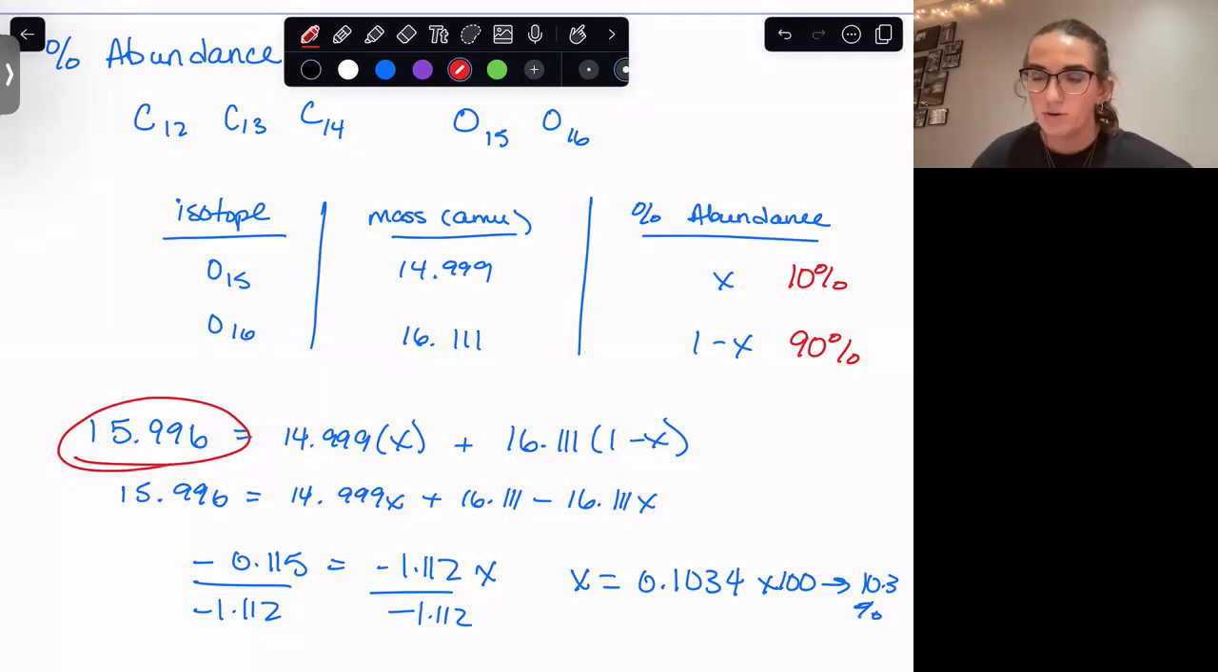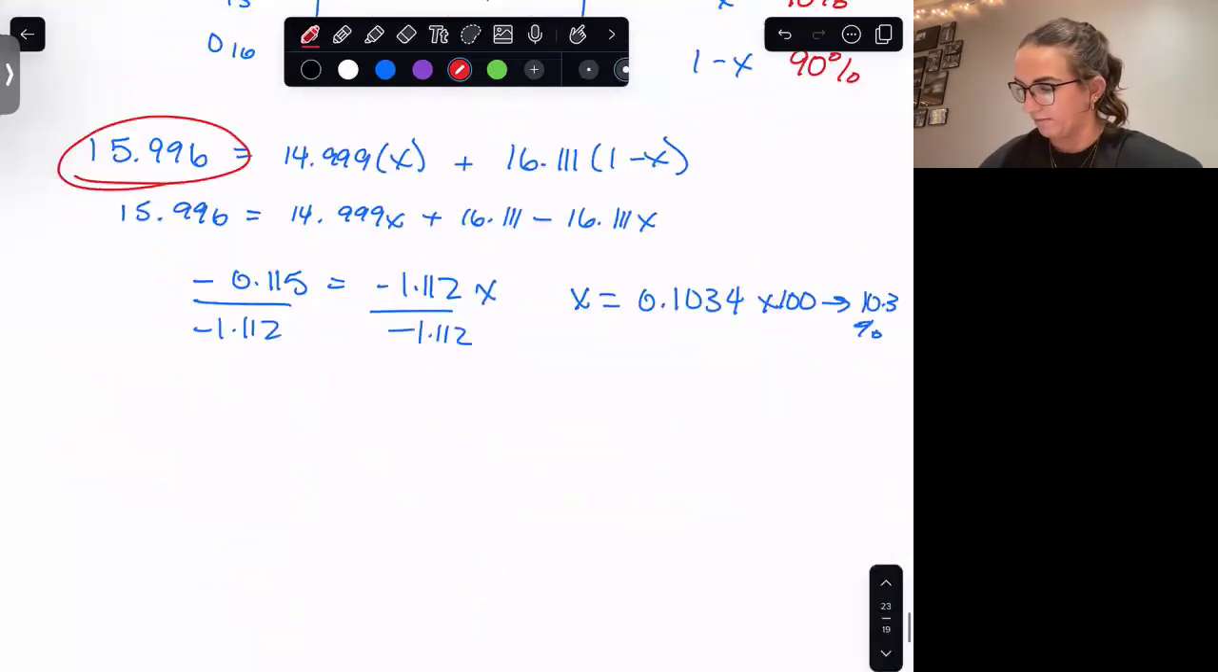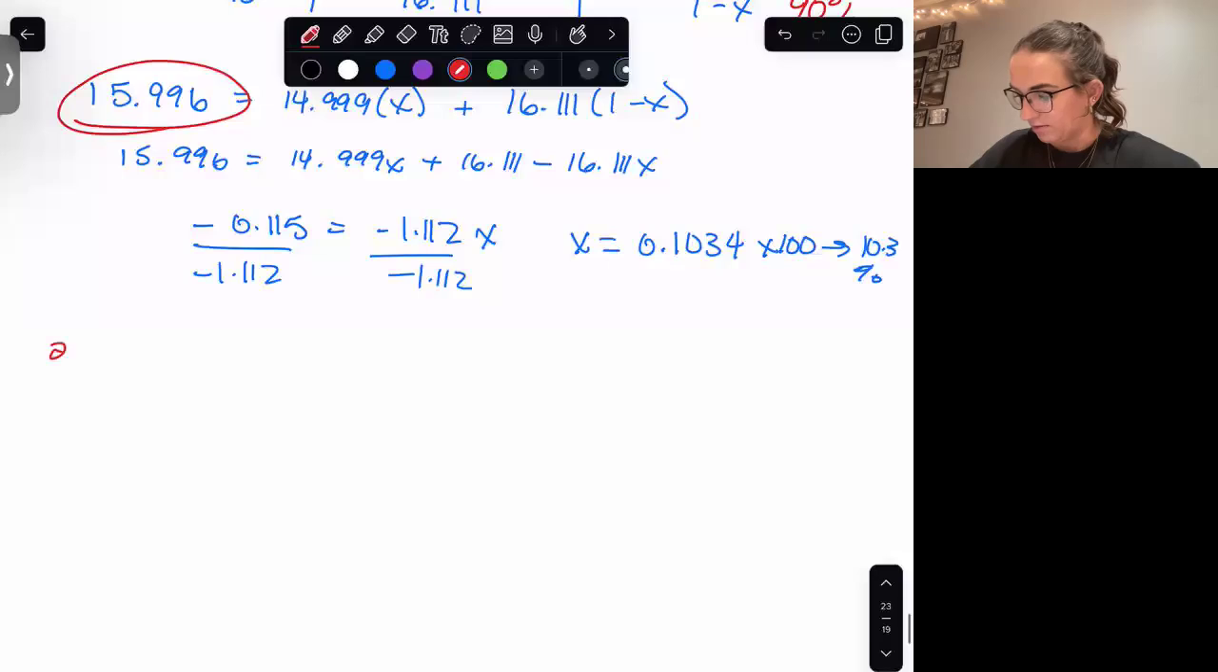Yep, you could have a problem with three different isotopes. At that point, they're usually trying to solve for one of the masses of the isotopes. So you should be able to solve for all three percent abundances given the question. And then you're just adding another variable to your average atomic mass.